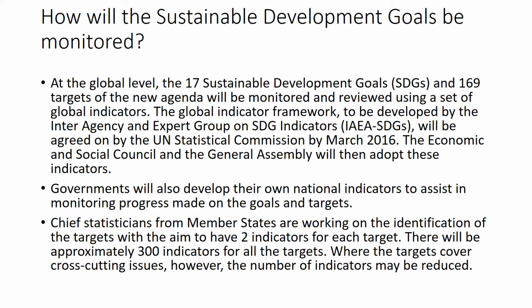someone or some people who study or are experts in statistics. Governments will also develop their own national indicators, as I said earlier, to assist in monitoring progress made on the goals and targets. Chief statisticians from member states are working on the identification of the targets, with the aim to have two indicators for each target. There will be approximately 300 indicators for all targets, where the targets cover cross-cutting issues. However, the number of indicators may be reduced. It depends.